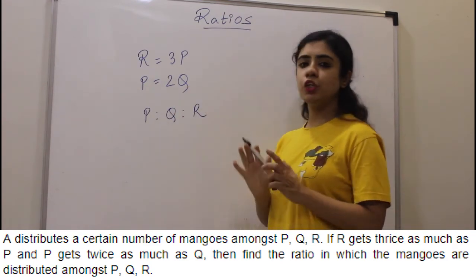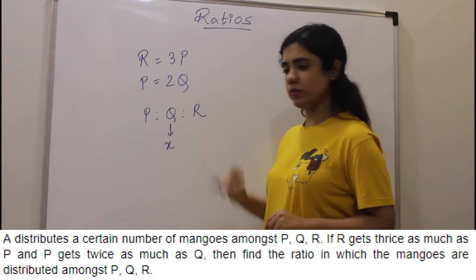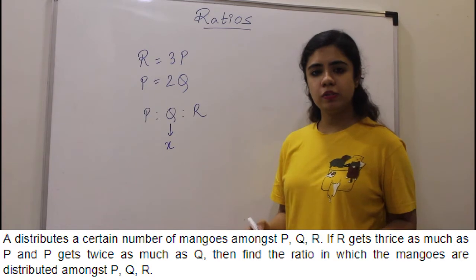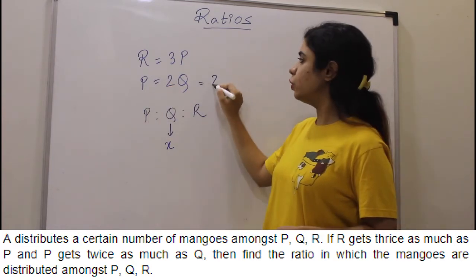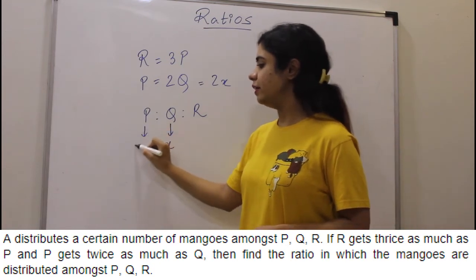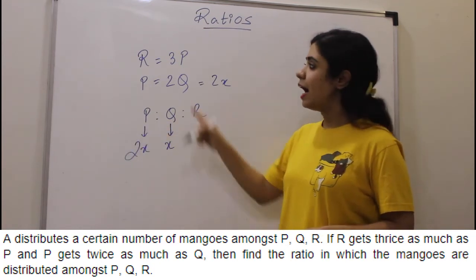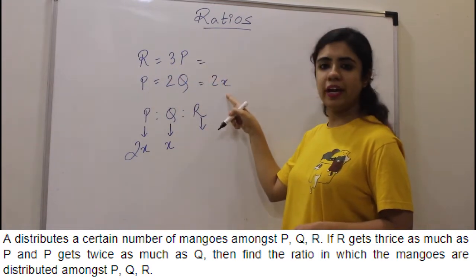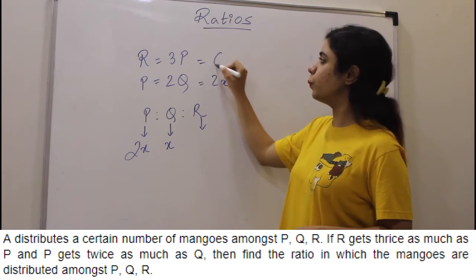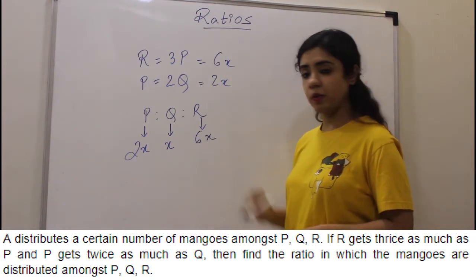Let's say Q had x mangoes. Okay? Q had x mangoes. P will get how many mangoes? P gets 2 times Q's mangoes. So P will get 2x mangoes. Now R will have how many? R is 3 times P. P ka value है 2x. So 3 into 2 will give you 6x. So R will have 6x mangoes.